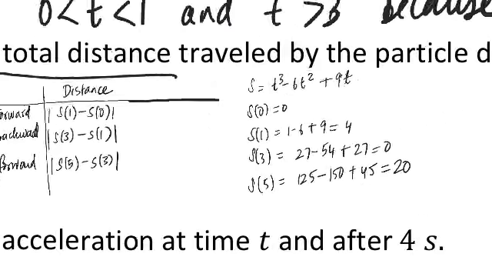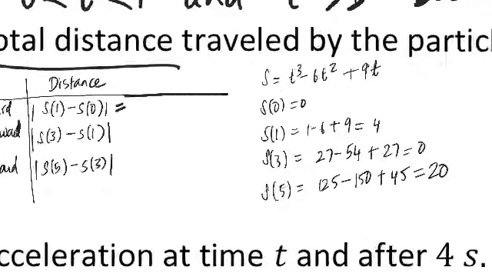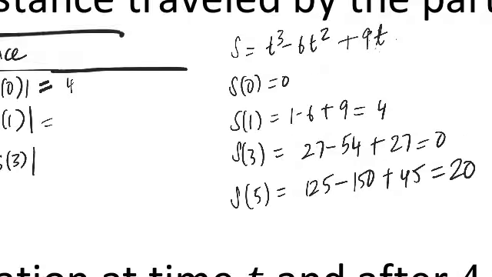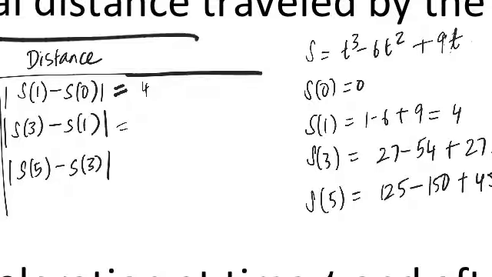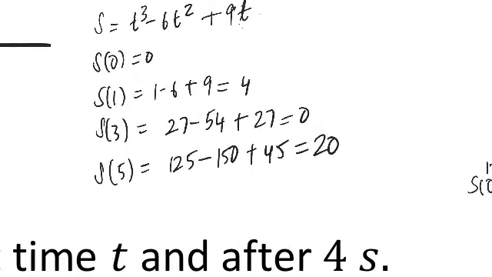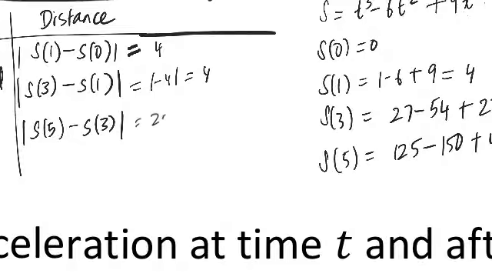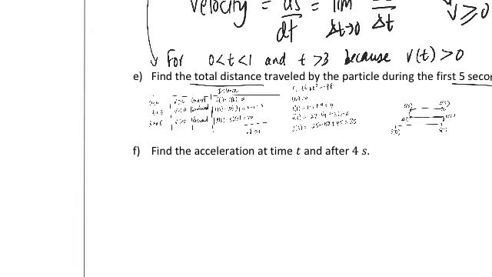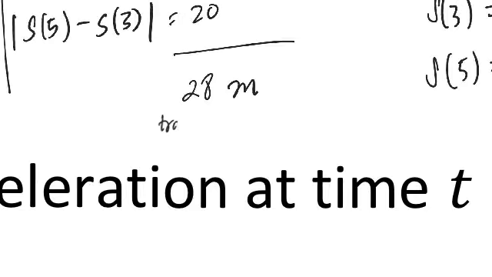So I can now just come in here and calculate these. S of 1 minus s of 0 is 4. And that's positive, so I don't need to change the sign. S of 3 minus s of 1 is also 4, but it's negative 4. But I'll take an absolute value to make it positive 4. And then s of 5 minus s of 3 is 20. So I'll add these up and say 28 meters is the distance traveled by the particle during the first 5 seconds. 28 meters traveled from t equals 0 to t equals 5.